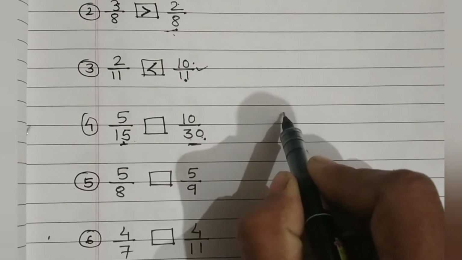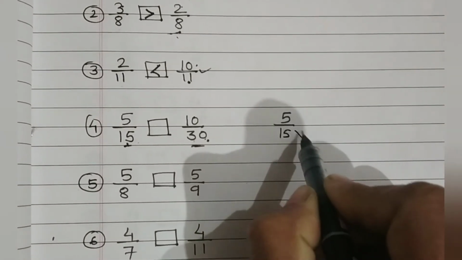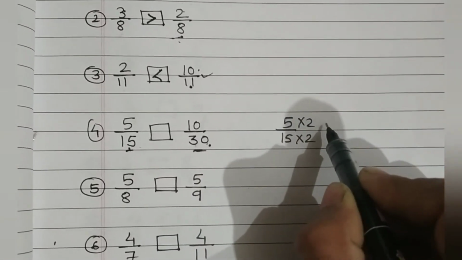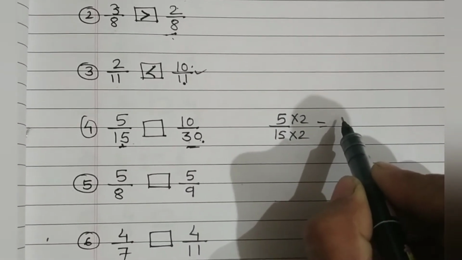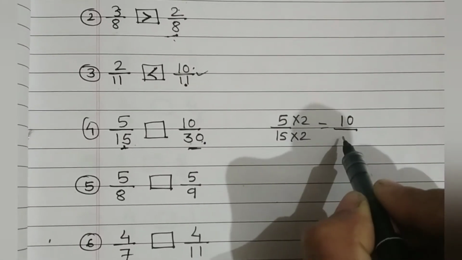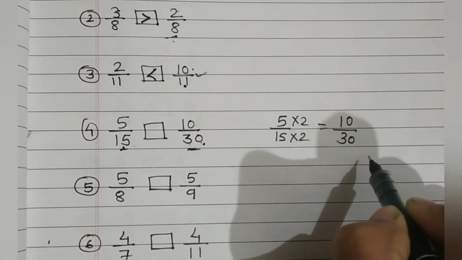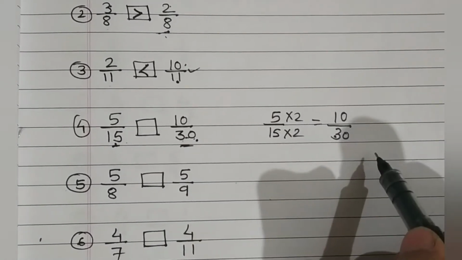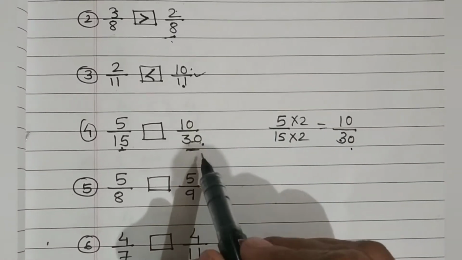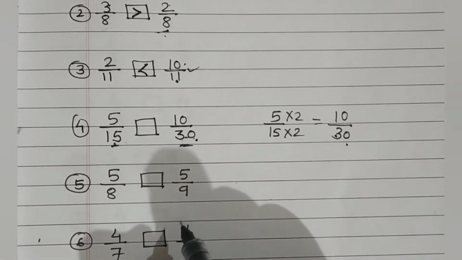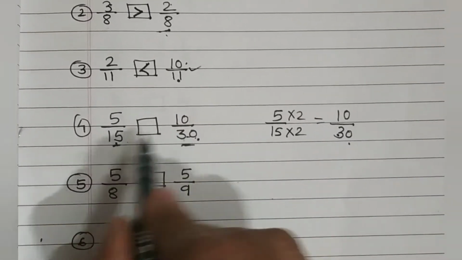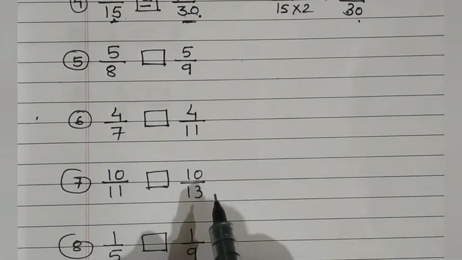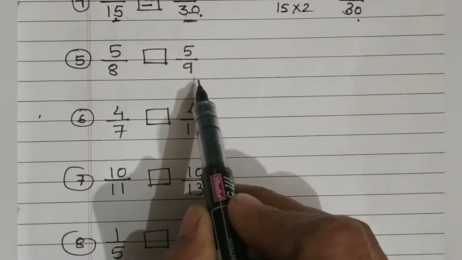Okay. So we can write here 5 by 15. So if I multiply this 15 by 2, here also I have to multiply by 2, right? So we will get 5 into 2, 10, and 15 into 2, 30, right? So here we got the same denominators. So if you will see 10 by 30 and here 10 by 30, so both are equal, right? So we can write this, both are equal. Both fractions are equal.